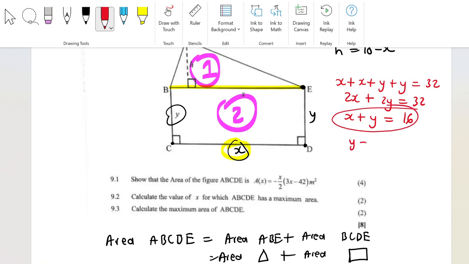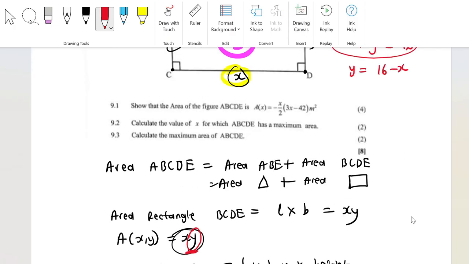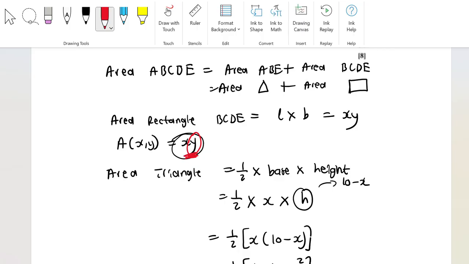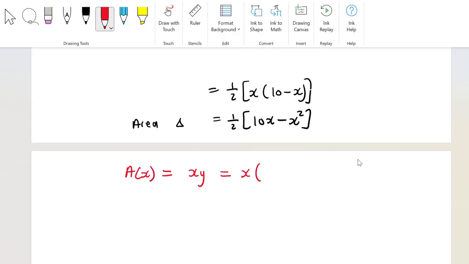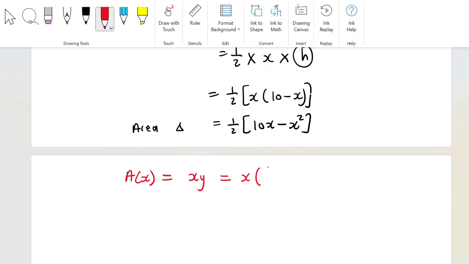So I can say y is equal to 16 minus x from here. And I'm going to put this where there's y here. So basically, this means that area as a function of x, which was xy, is now equal to x multiplied by 16 minus x. Well, let's see what we have there. I'm going to have 16x minus x squared.